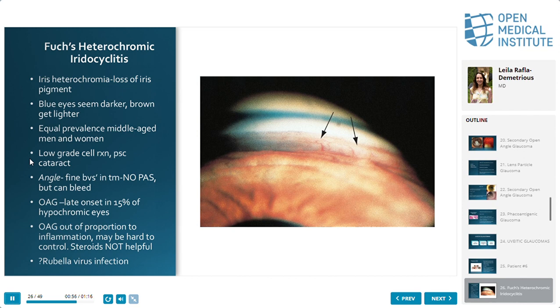Glaucoma occurs in about 15% of eyes that have the lighter iris or the affected iris. Again, this can be hard to control, and we can't control it with steroids. It is thought to be possibly due to rubella virus. Nobody's really sure why this is happening, but it can be a challenge to manage. Not very common, at least not common in New York.